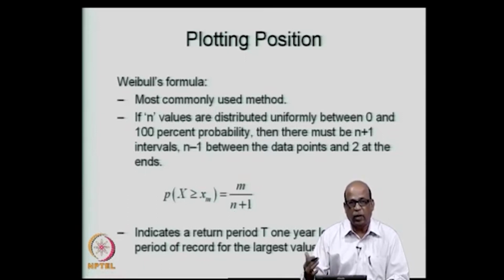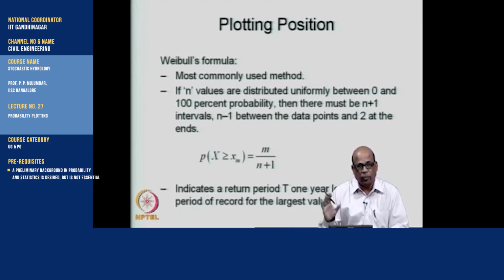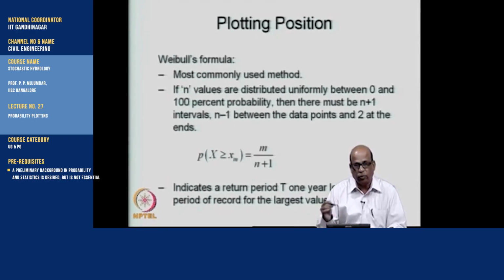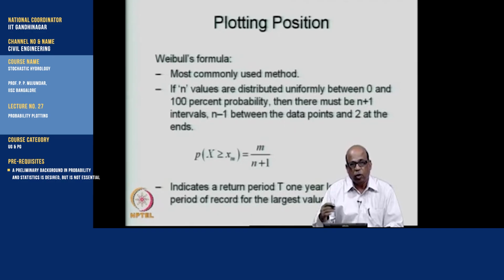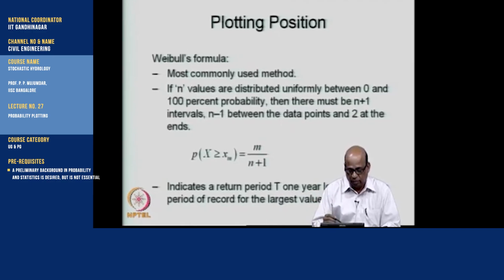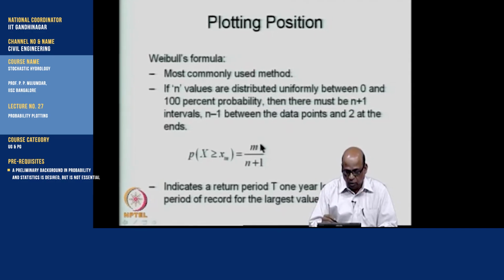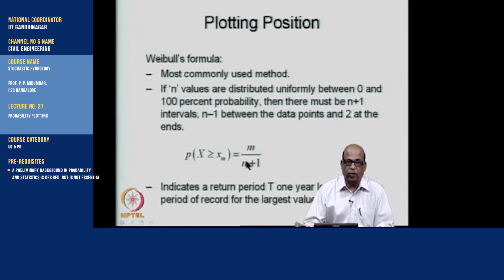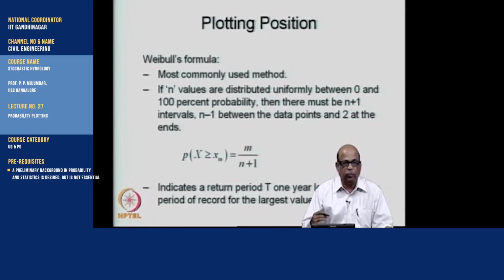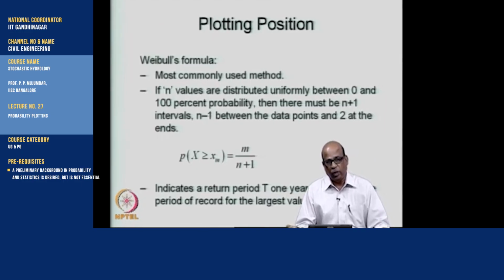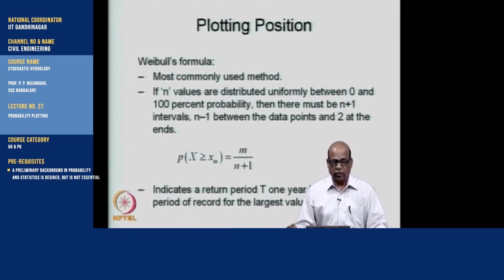This has several advantages. First of all, it does not produce a probability of 0 because m starts with 1, and it does not produce a probability of 100% because at m equal to n you still have n divided by n plus 1, and therefore, Weibull's formula is most commonly used in hydrologic analysis.